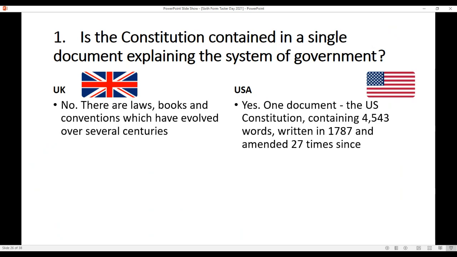In spite of that, it's highly unlikely that Donald Trump has ever read it. Yeah, I'm going to stand by that one. Donald Trump has never read the US Constitution.